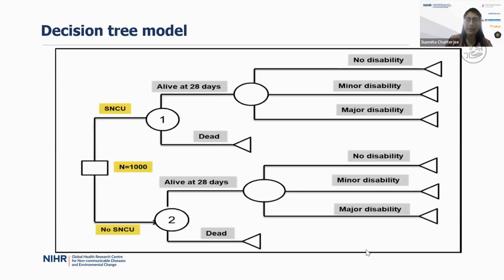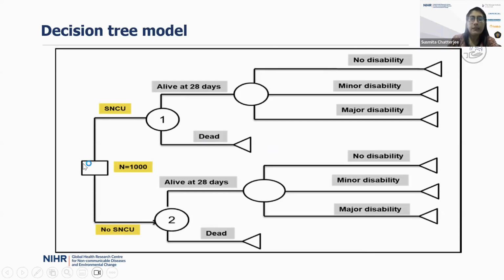Here are a few examples. I will share a couple of very nice papers, so you can go through them. They are very easily written, and I took the examples from there so that you can easily understand. Suppose my decision is whether I should have a neonatal ICU in a district hospital. That's my decision. So in a decision tree model, there are a few things you have to think about.